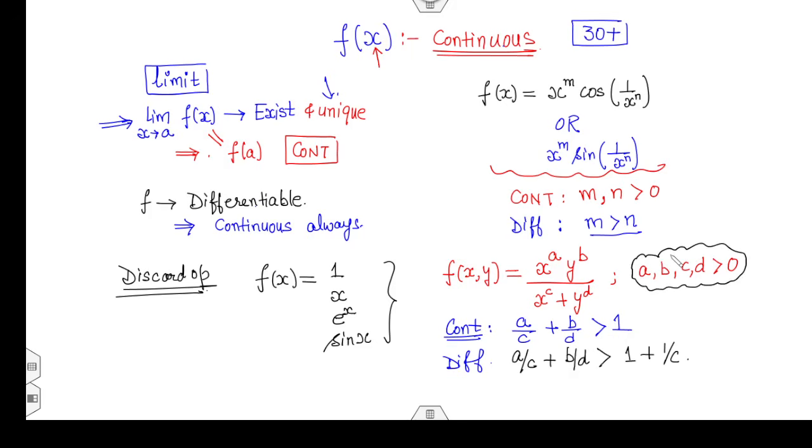If you want to find more details, you can see the first concept I have told you about the limit. The second concept I have told you about differentiability. Based on these two concepts I will solve all the 30 plus questions today.